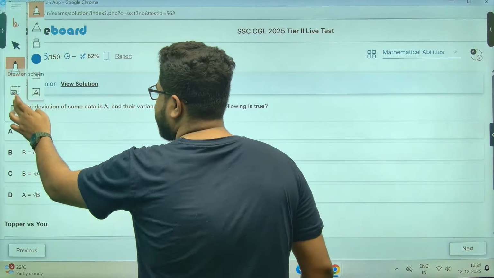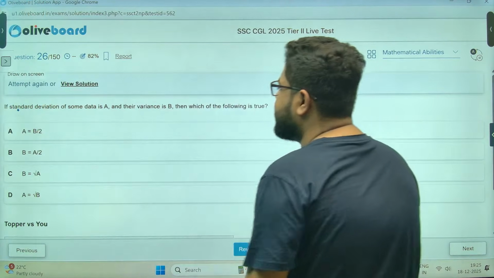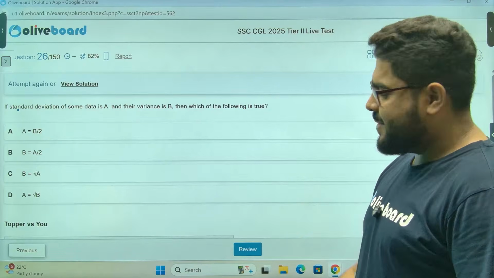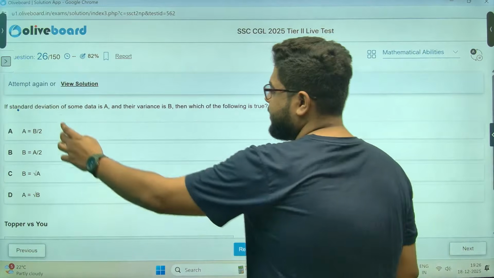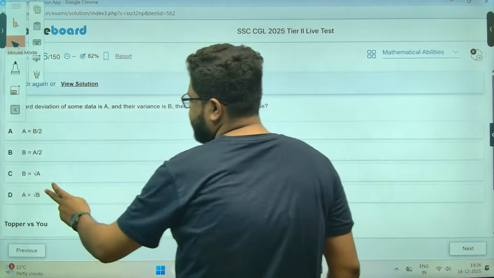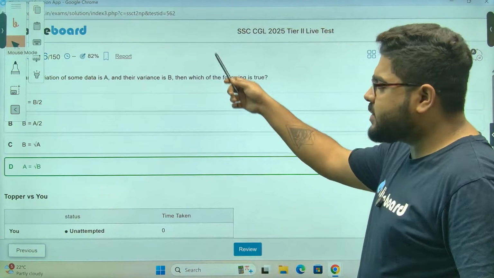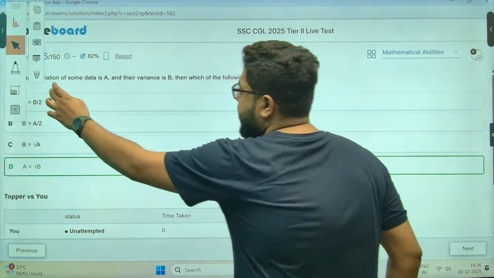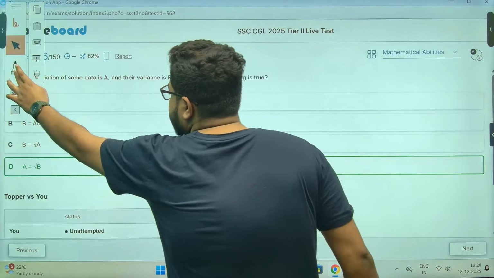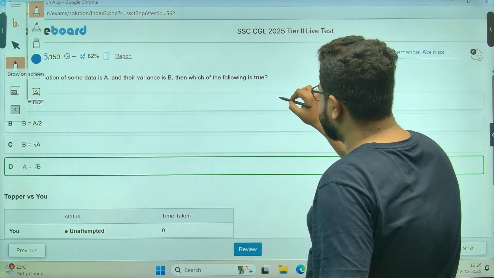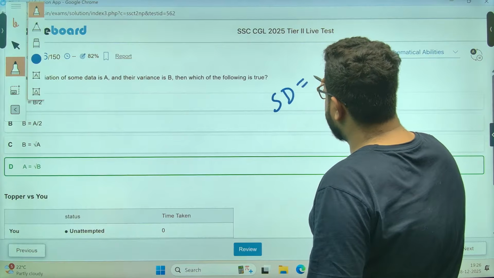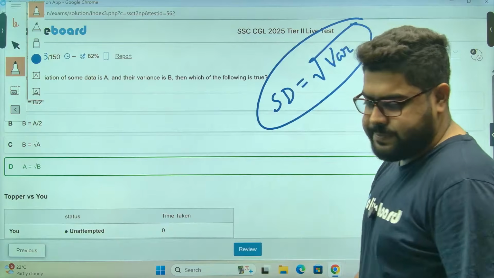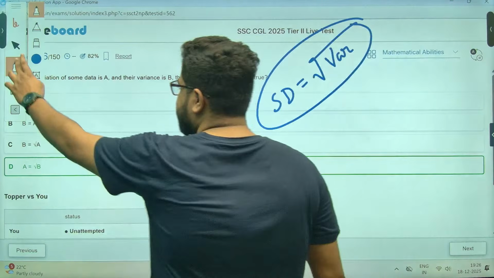Next one, sir. Standard deviation and variance. Sir, the square root of B is A. Was this even a question, sir? Done. SD is the positive square root of variance. Always remember. Perfect. Moving on.